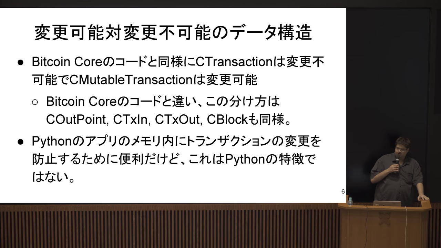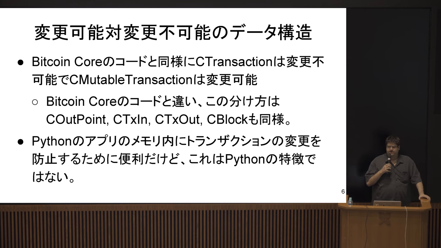So in python-bitcoinlib, there is a distinction between mutable data structures and immutable data structures. Which is a little odd because Python is generally considered to be not the right language to use if you want to preserve memory correctness, which you generally do want to do when you're dealing with Bitcoin.